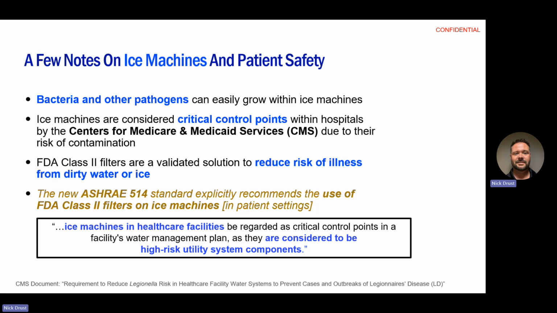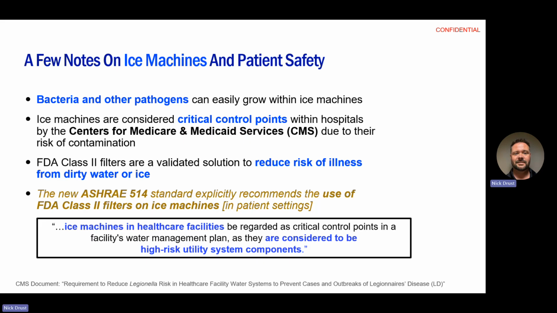Before we move on, we're going to summarize. First, bacteria and other waterborne pathogens can grow within ice machines if maintenance, cleaning, water quality, or temperature controls are inadequate. Second, CMS has identified ice machines as critical control points. It's because they're producing a product that's consumed by patients, visitors, and staff. In other words, this is not a facilities concern, it's a patient safety concern.